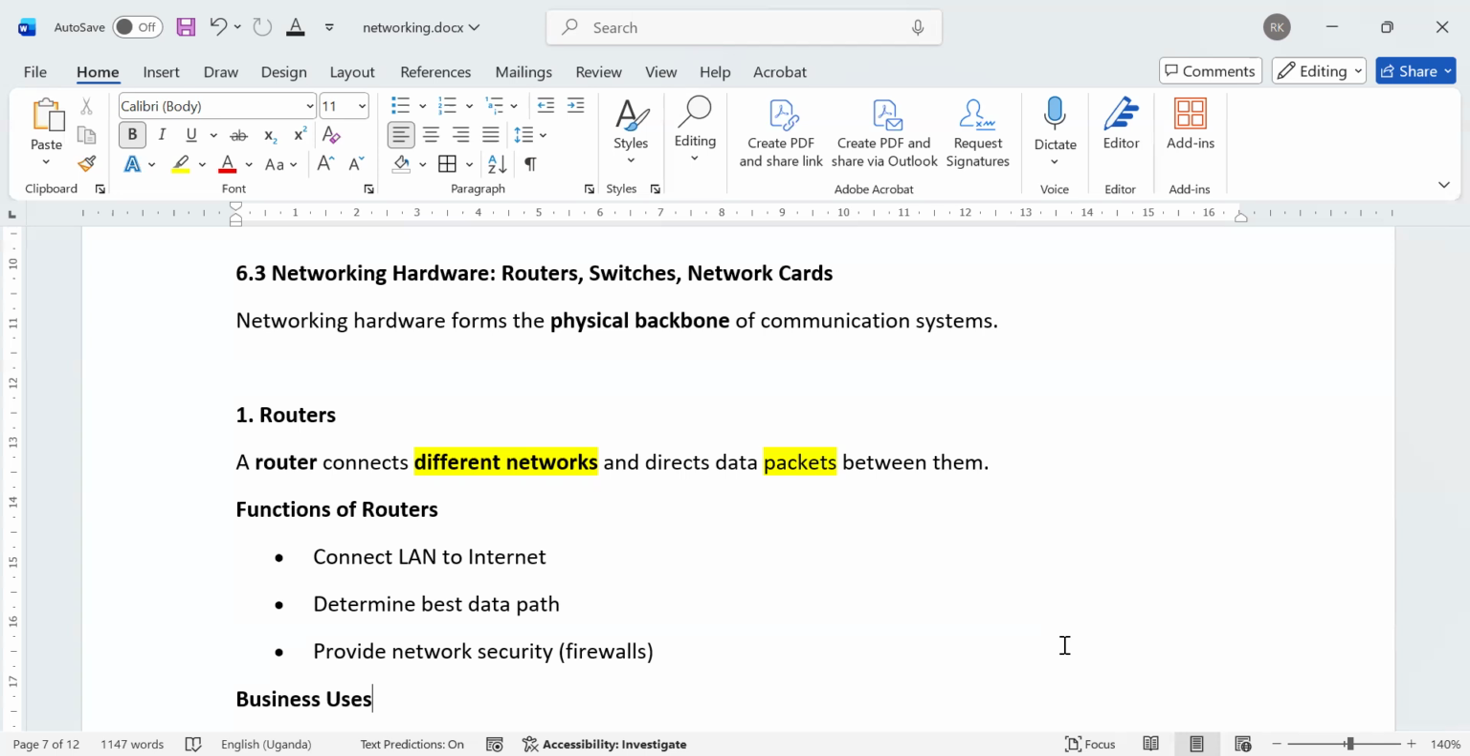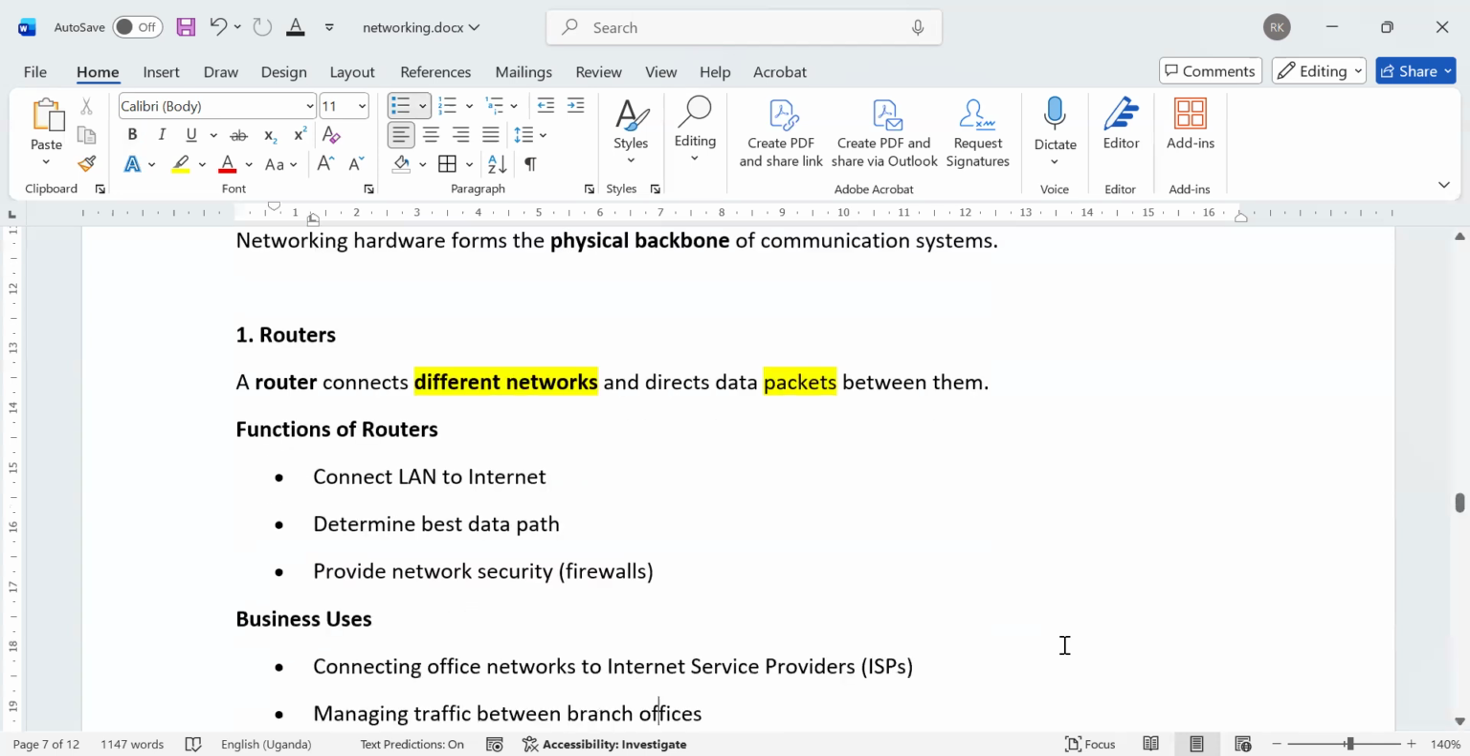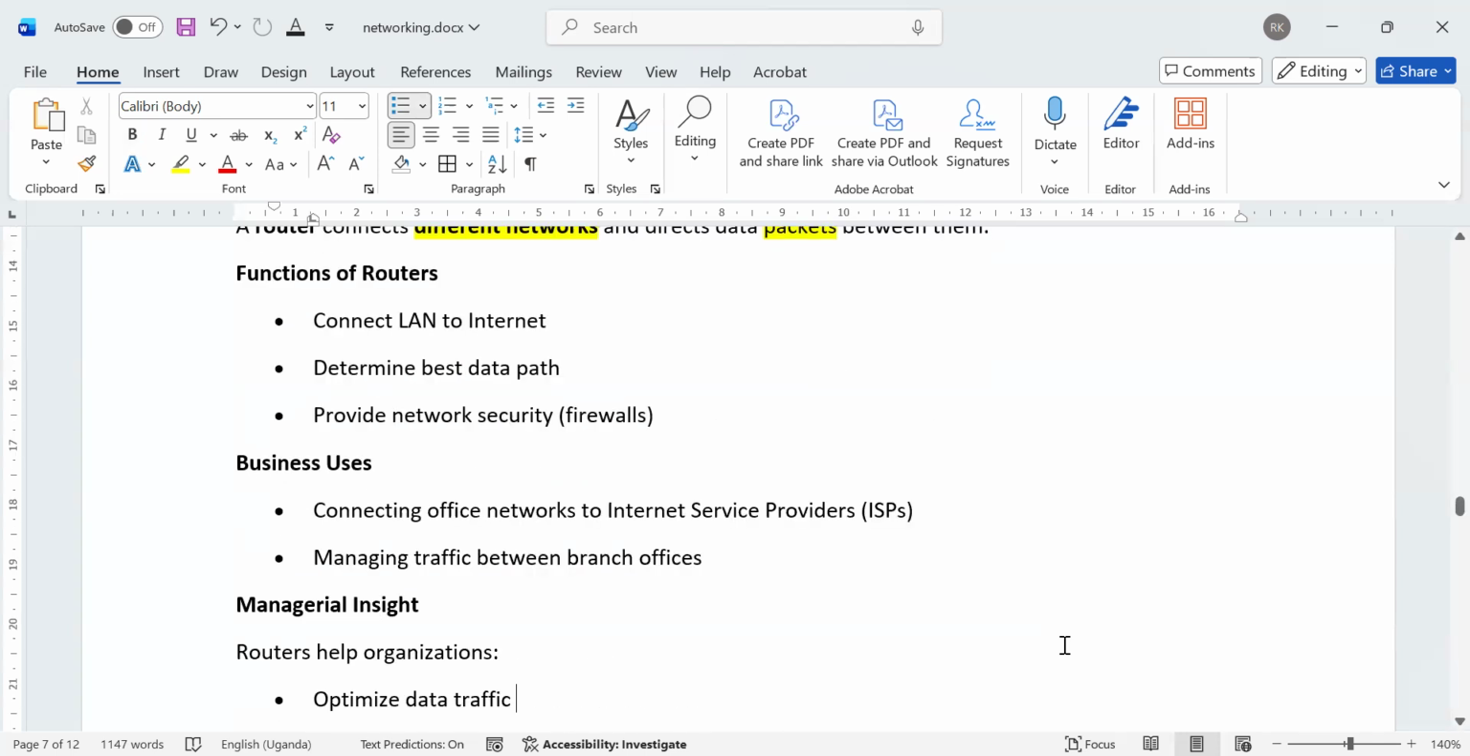So the router has a firewall within it that prevents hackers, even if they have known your IP address and want to enter into your system. If the firewall is well configured in your router, of course, not everybody can do it, but you get a technical person to configure it. If it's well configured, then nobody can just penetrate.